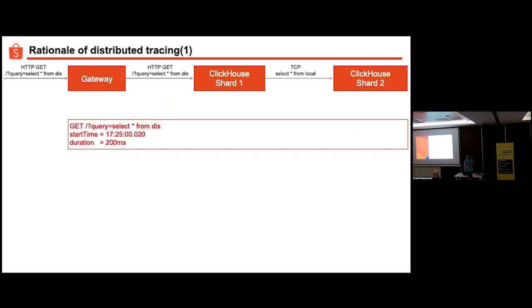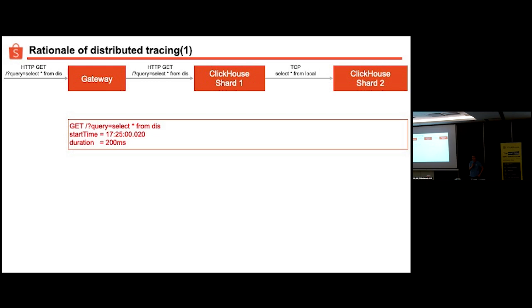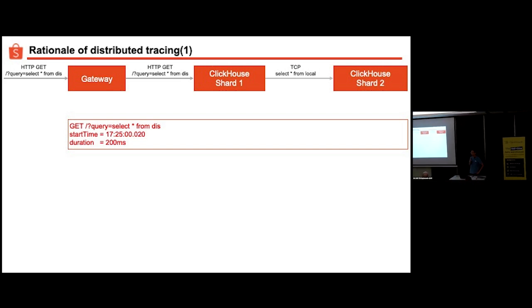If you have never heard of distributed tracing, there is a very simple example so that you can understand what it is. Say there is a query on the distributed table. It goes into the gateway, and the gateway will forward this query to our internal ClickHouse replica. And this replica, shard 1, will issue a subquery to shard 2. From the gateway side, the response goes back to the user client when the whole processing is completed.